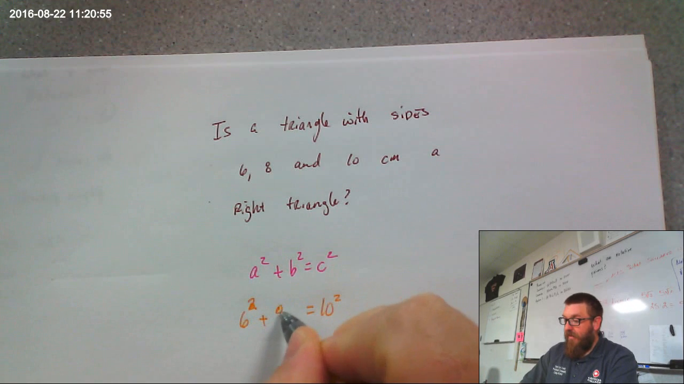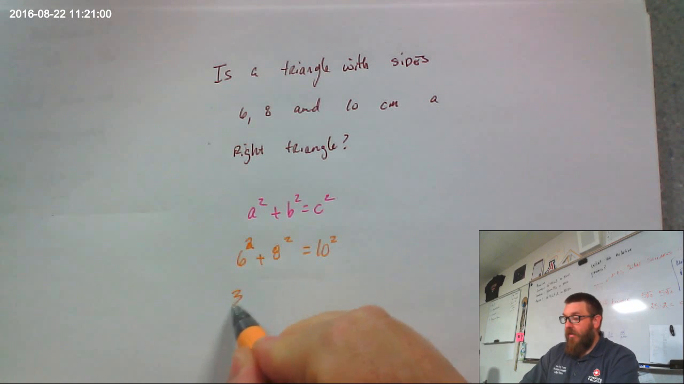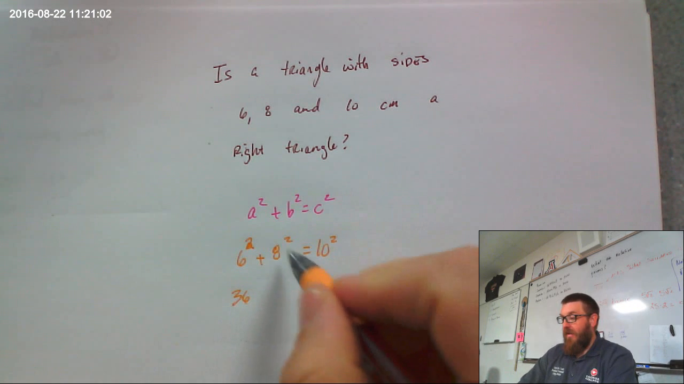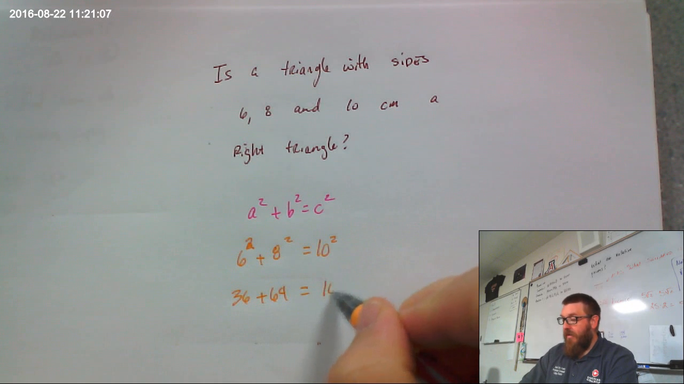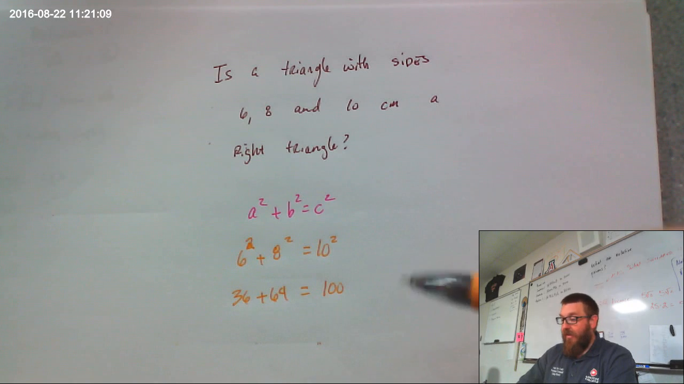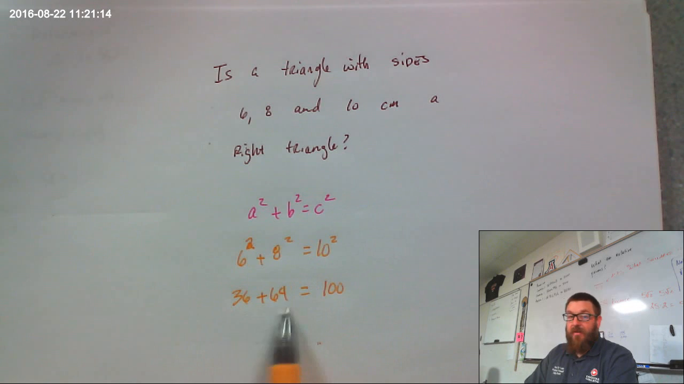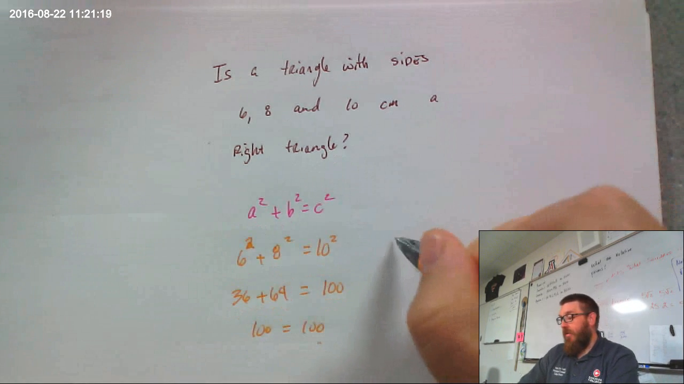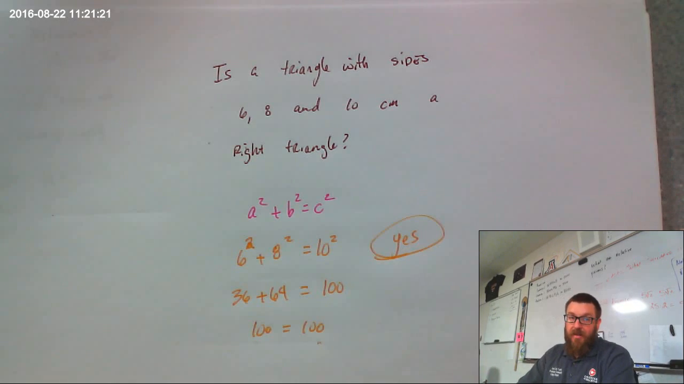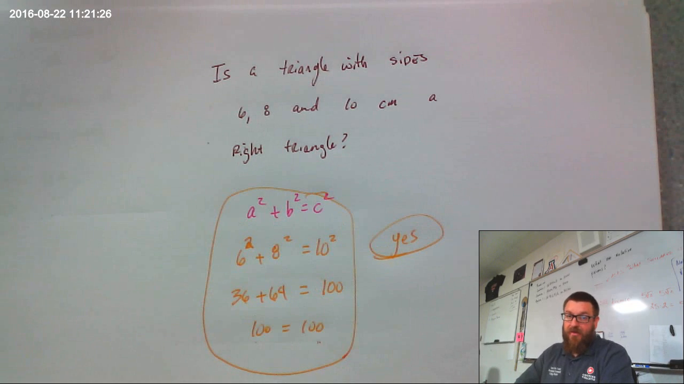6 squared plus 8 squared, right? And then you just have to do the calculations. 6 squared is 36. 6 times 6 is 36. And 8 squared is, of course, 64. If that equals 100, because 10 squared is 100, then the answer is yes. This would be a right triangle, if this is true. Turns out 36 plus 64 does equal 100. So your answer is yes. Now, even though it's a yes or no answer, your instructor probably wants that work to be shown.